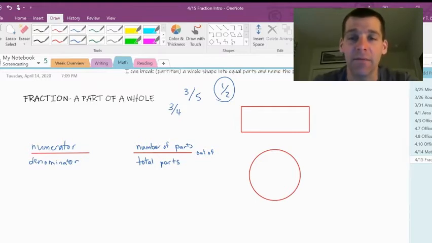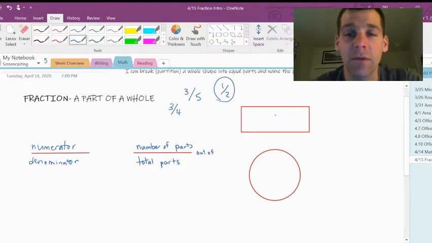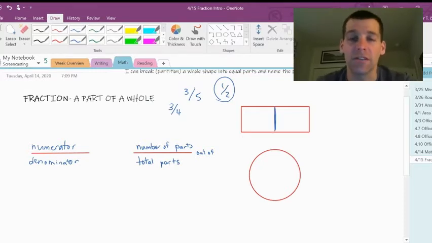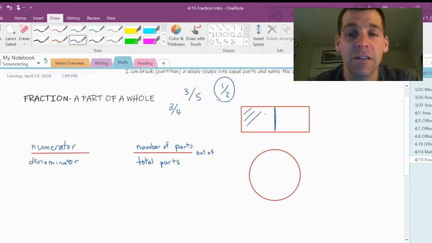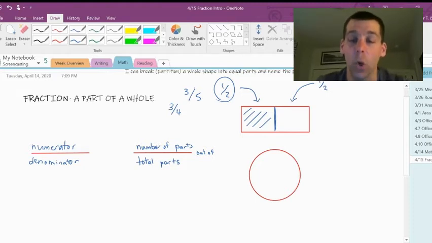Here, if I look at my rectangle, I would need to make it into 2 equal parts. I'm going to go like this, doing it freehand. I want to make sure that it's about as close as possible. Now if I were to shade this in, this would be 1/2. This would also be 1/2 if I had divided it into halves. And if I have two halves together, I have one whole.